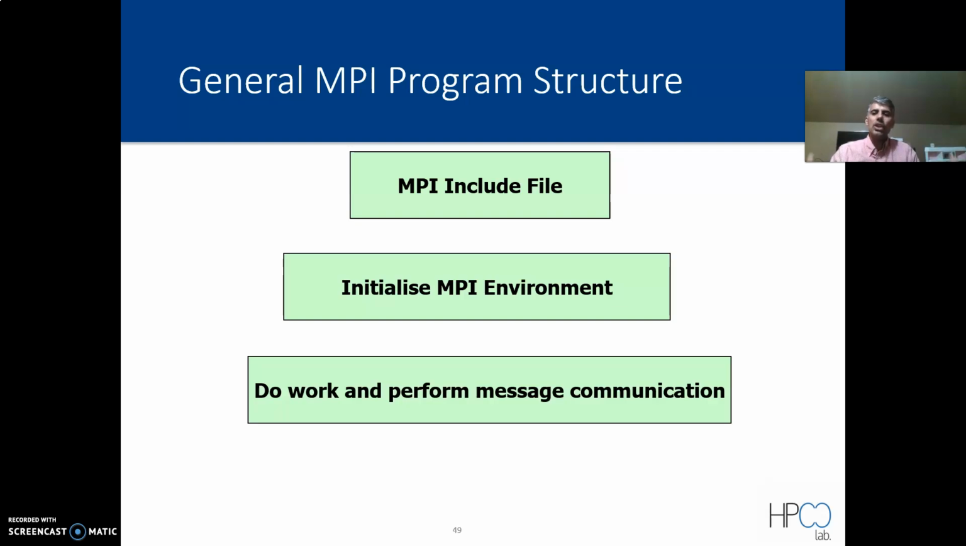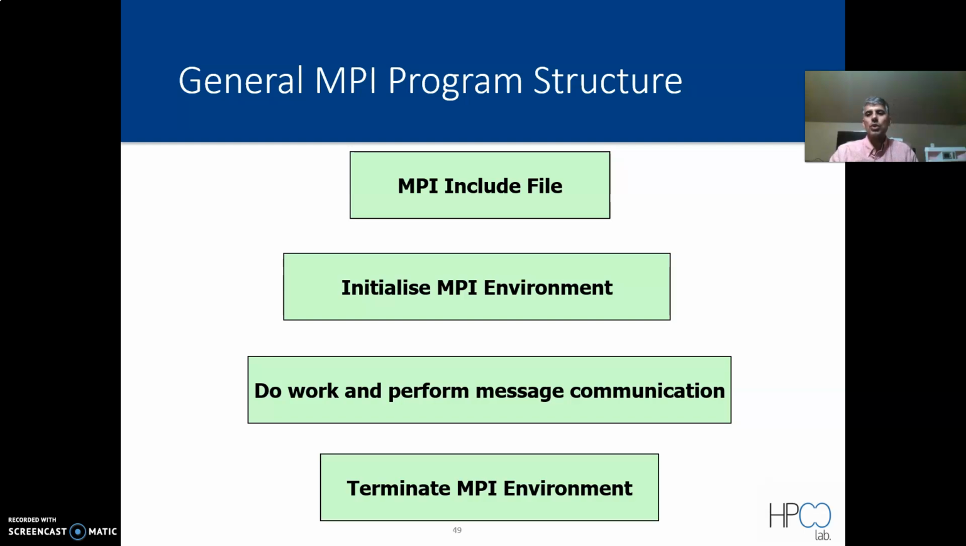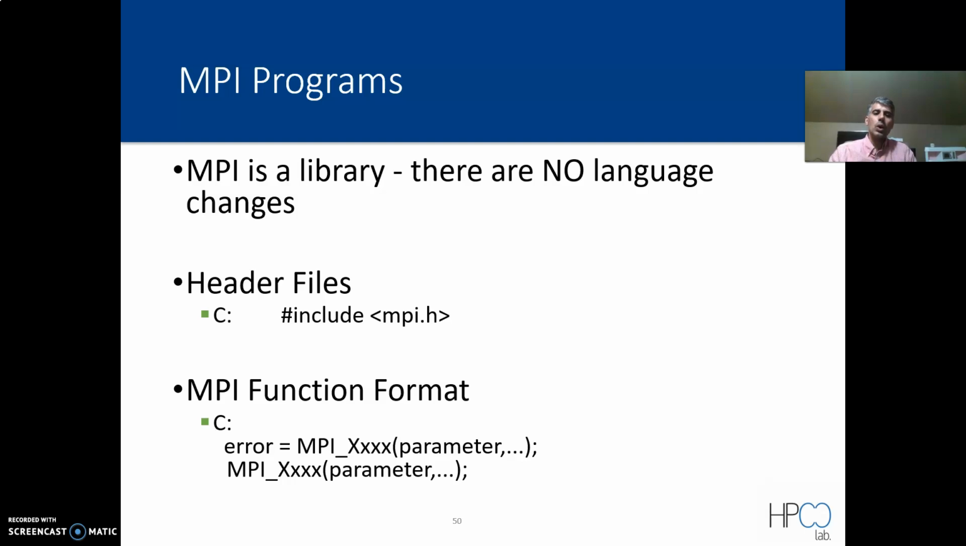And then the main part of your program will be performed, which is the communication and the algorithmic part of your code. And then eventually, once you are done with all the parallel parts of your code, you just terminate MPI. So now let's go deeper on each one of these steps.